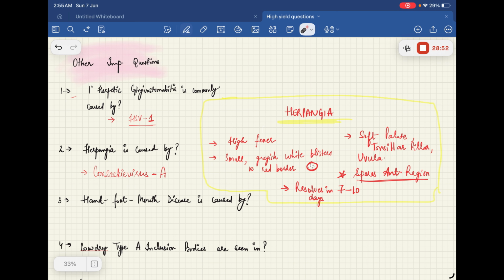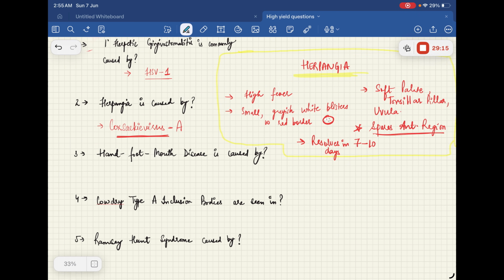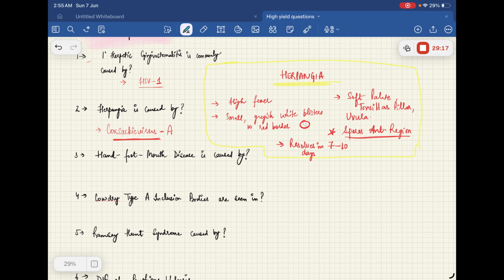So it presents with high fever, small grayish white blisters with red border. It affects soft palate, tonsillar pillar, and uvula, and it spares the anterior region. Resolves in 7 to 10 days. And it is caused by Coxsackie virus type A. Okay, so this was about herpangina.